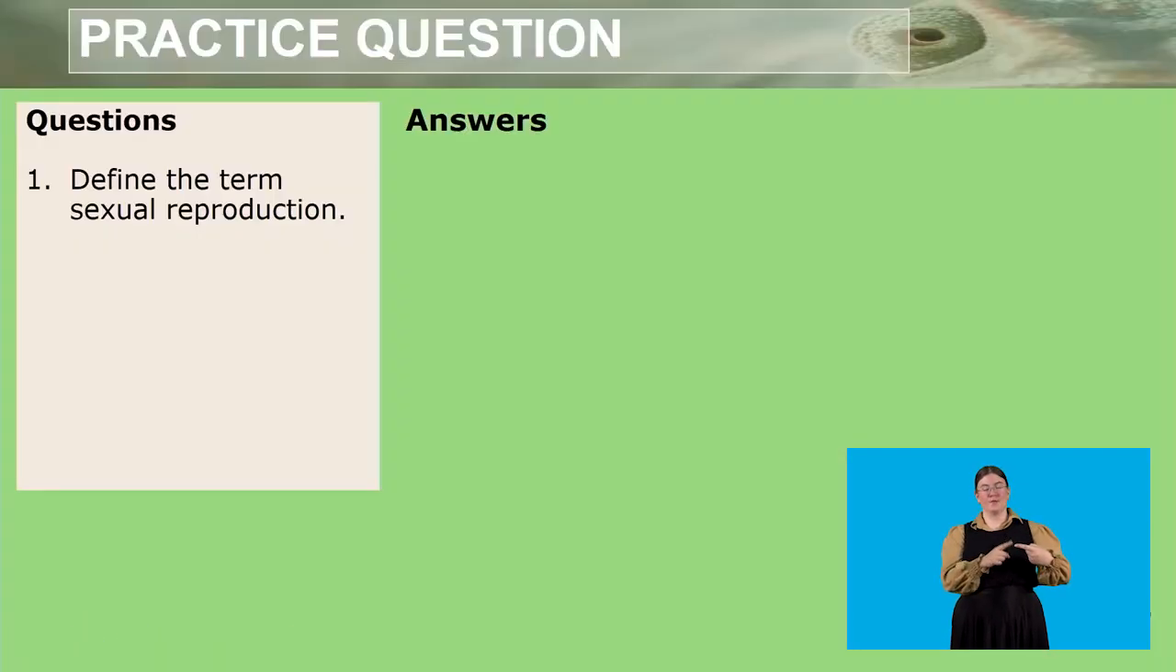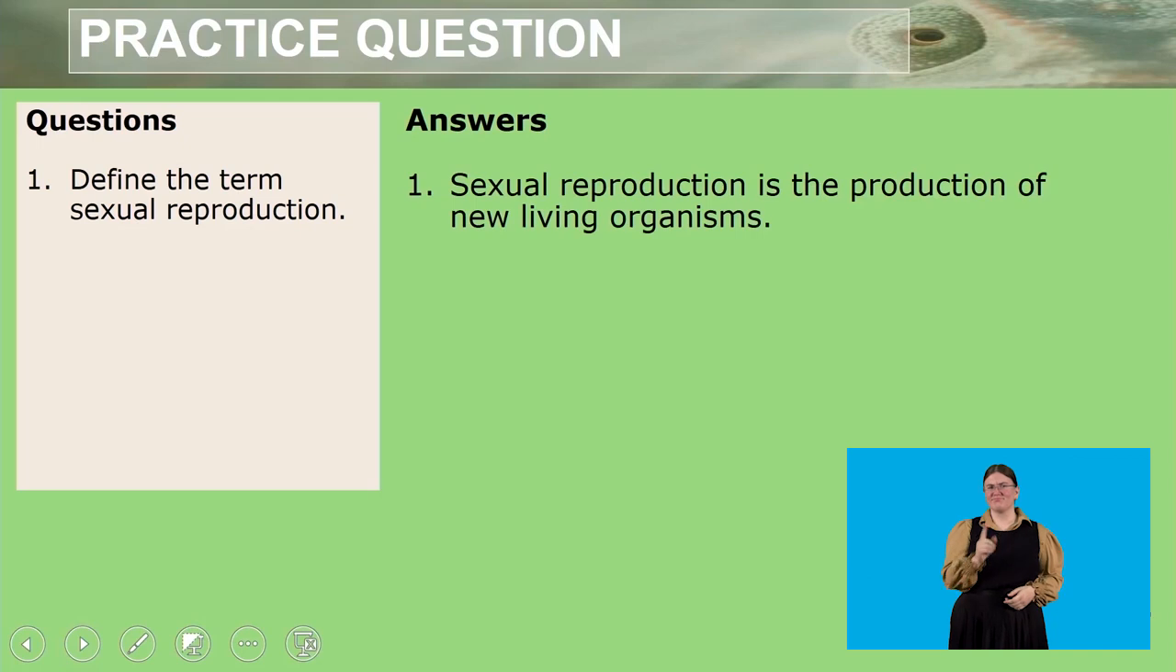In this part of the lesson, we are going to be working on practice and application questions. So the first part, we are looking at practice questions. And we have a question here that instructs us to define the term sexual reproduction. We can define sexual reproduction as the production of new living organisms.